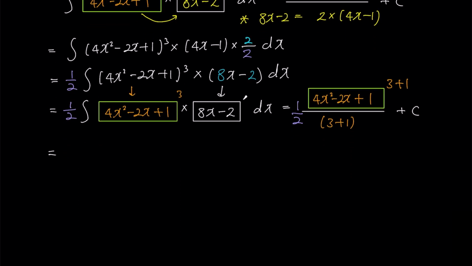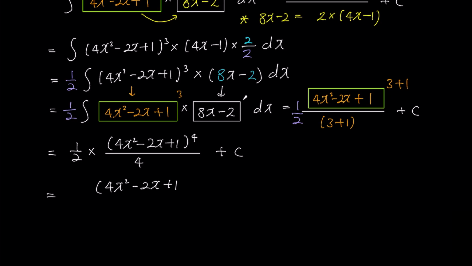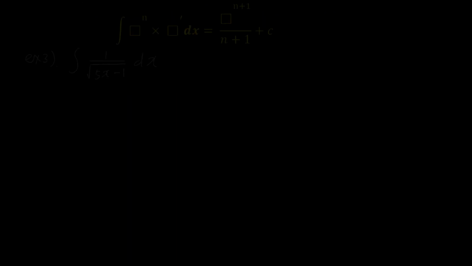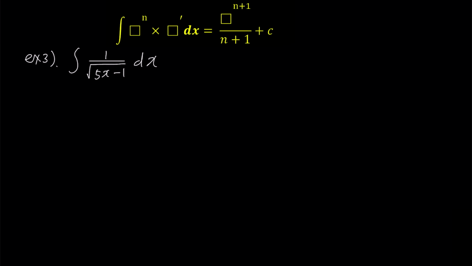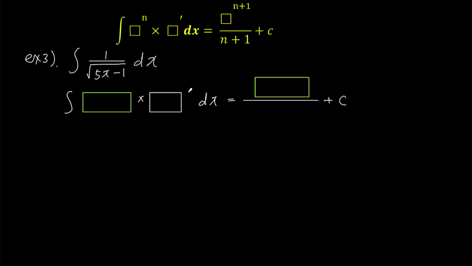Then the answer will be half multiplied by 4x squared minus 2x plus 1 to the power 4 over 4 plus c. To simplify, it can be expressed as 4x squared minus 2x plus 1 to the power 4 over 8 plus c. Let's try integrating a fraction this time. First, let's bring in the box rule. And if we express the problem with a negative exponent, it becomes 5x minus 1 to the power of negative half. We need a 5 in the box prime, but we don't see it.